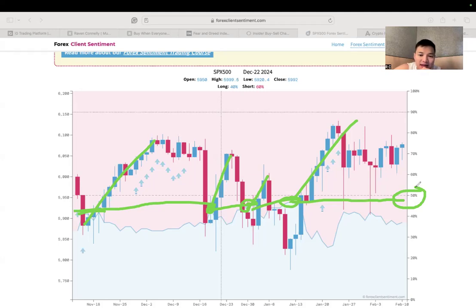Make sense? Now let's talk about selling. Selling is not very accurate, but here is a sell signal. If you can't sell, it's going to be here. Now it's kind of a neutral stage, a middle stage. Sentiment is saying it's a middle stage at the moment.